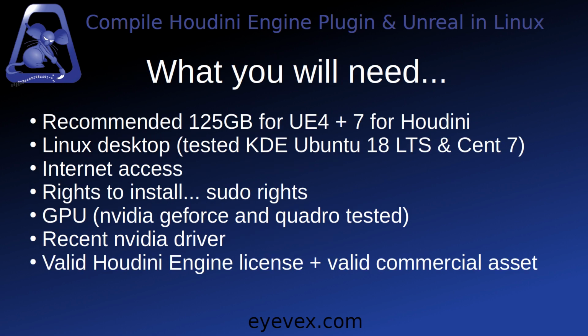What you will need. I recommend 125 gigabytes for Unreal 4 and Houdini. Now, ignore what the Epic documents recommend for a second. The last time I compiled on CentOS 7, it was approximately 128 gigs with the source and the compiled code. Houdini itself is a significant download, and we will need space to download that, unarchive it, and install it. It might be wise to set up a separate partition or an area with a storage quota if you're tight on space.